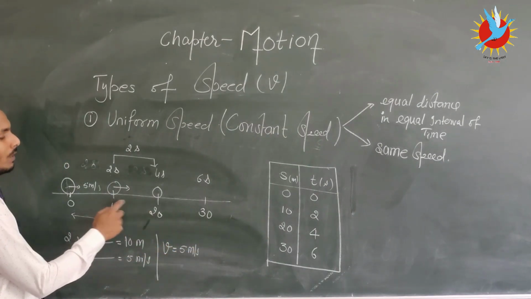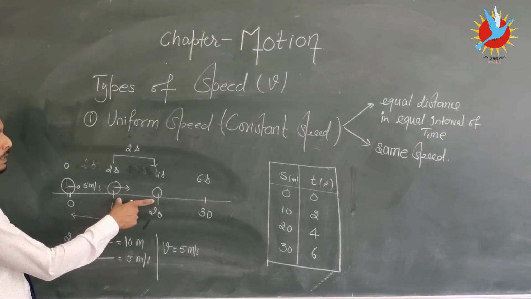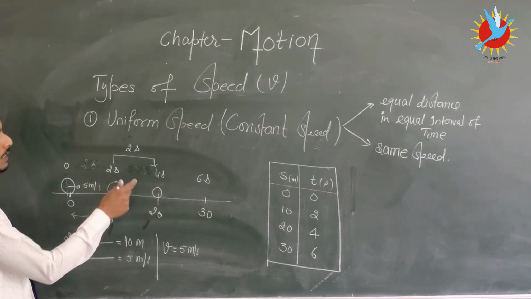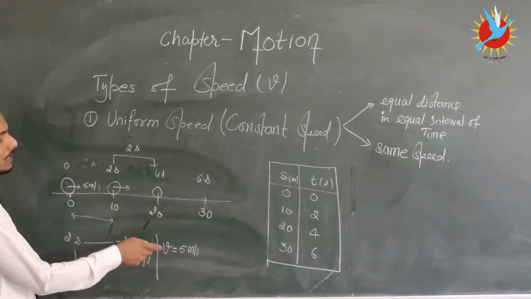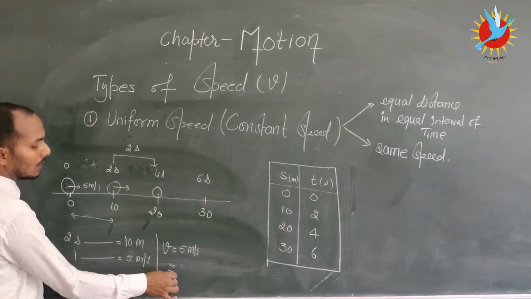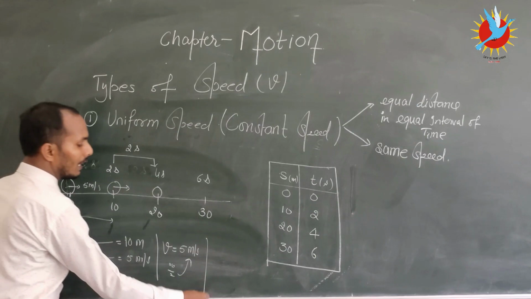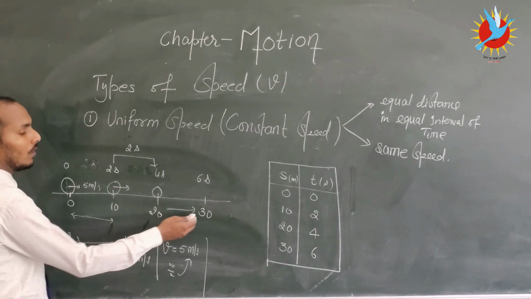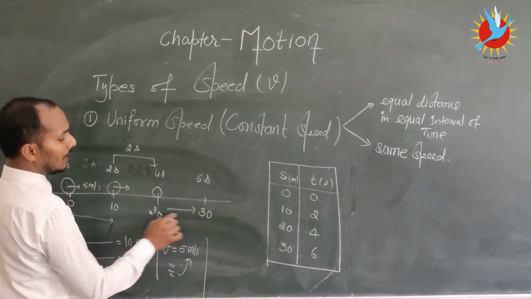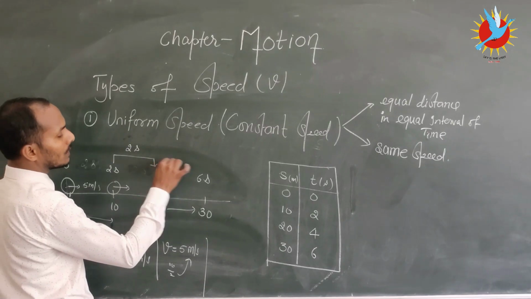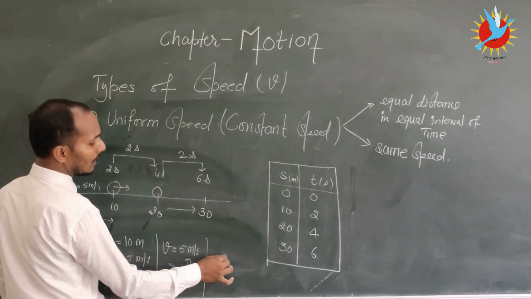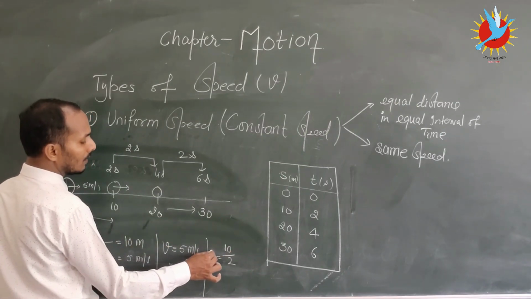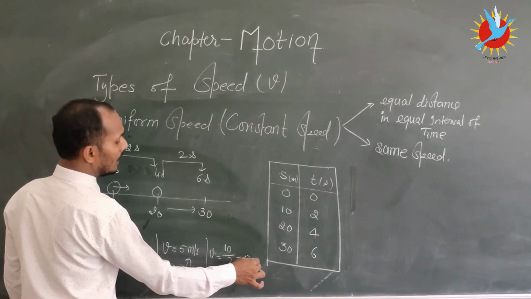Calculate the speed in this interval, between 2 seconds and 4 seconds. You find that the distance covered in these 2 seconds is 10. It means 10 divided by 2 seconds, which is equal to 5 meter per second. Now again you calculate the speed for the next interval, where its position is 30. How much distance is covered in the next 2 seconds? It covers 30 minus 20, it means 10, so its speed is again 5 meter per second.